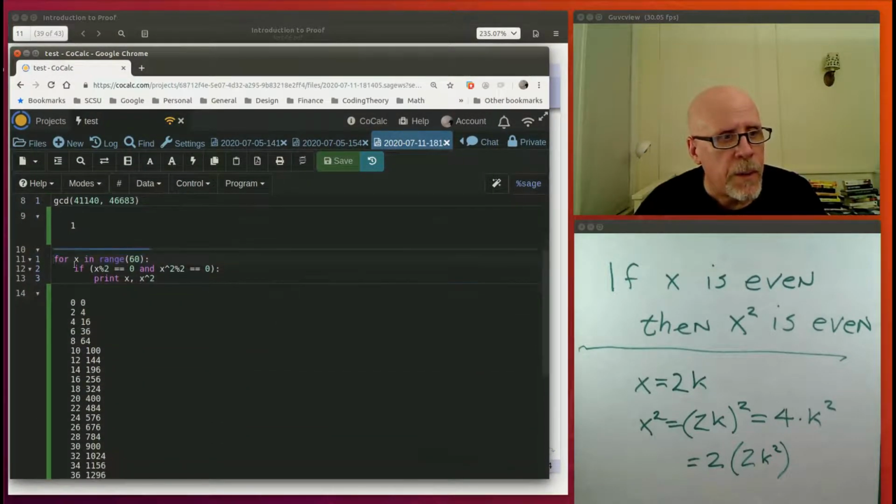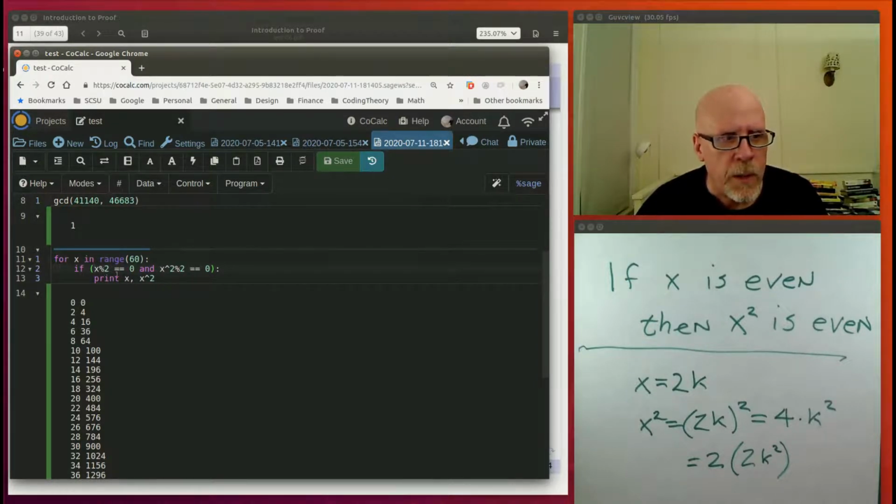I made up this little snippet of code right here: for x in range 60, so that's 0 to 59, are the numbers that will be involved. What I did here is use the mod operator. In several computer languages, the percent sign is used for modulus. So x percent 2 is just like x mod 2.